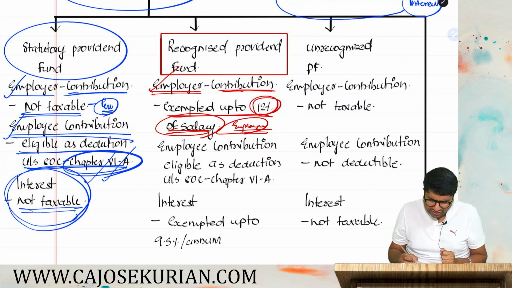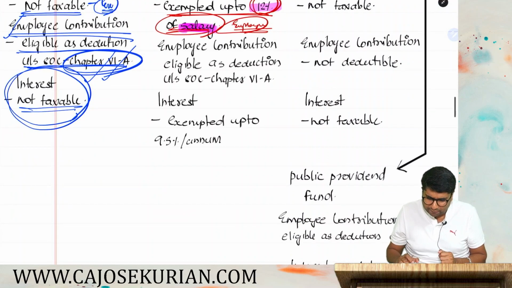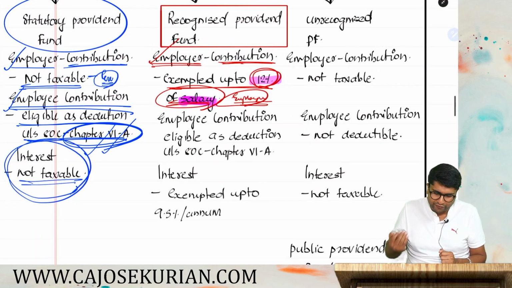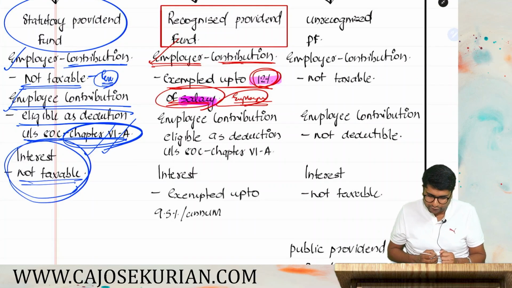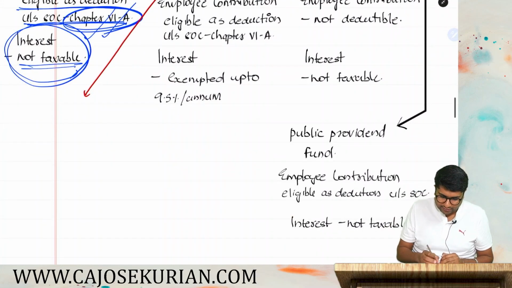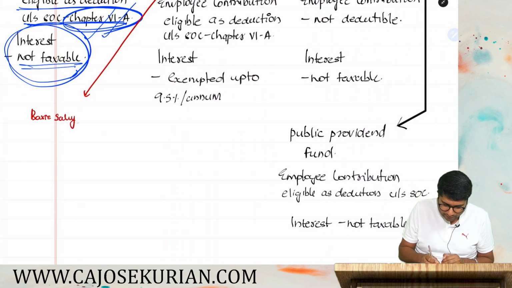Now, what is the salary? What is the definition for salary here? 12% of salary. Here, salary means basic salary plus DA if it forms part of the retirement benefit, plus commission if it is expressed as a fixed percentage of your total turnover. So, the same salary definition that we have discussed earlier. That simply means here salary means basic salary plus dearness allowance if it forms part of the retirement benefit, plus commission if it is expressed as a percentage of total turnover of the employer.